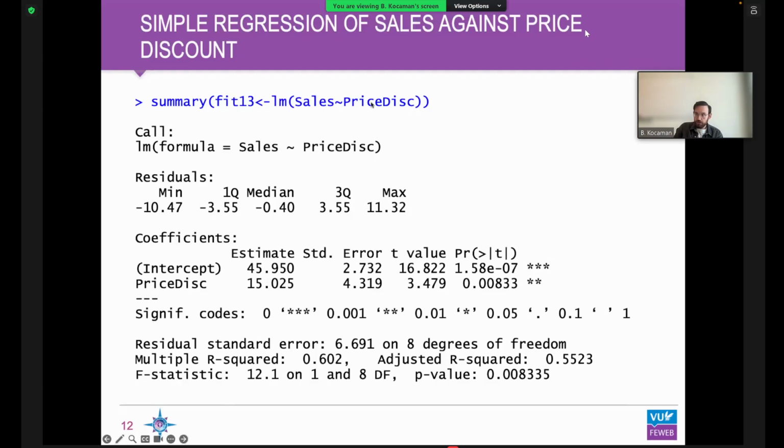When you fit this in R, you use sales as a dependent variable and price discount as an independent variable. In this case, one unit increase in the price discount. In this case, it's a dummy variable, right? So we can also interpret this as going from no discount to discount increases sales by 15.205 thousand.